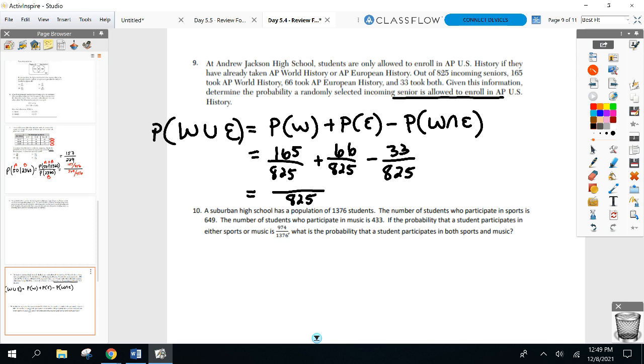And let's see, that's 33. 33 is 132 out of 825. I totally butchered that. It should be more than 165. 198 out of 825. Does it reduce? Yeah. It does reduce because I can tell a 3 goes into both.